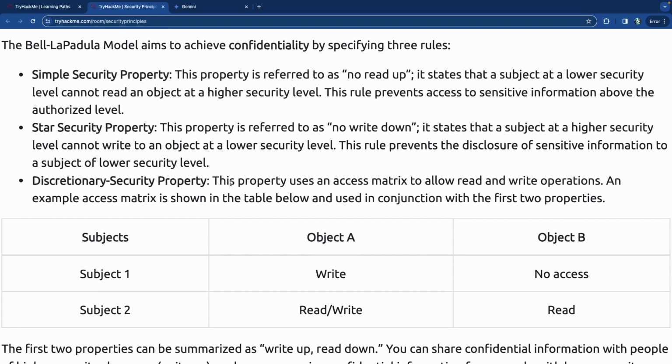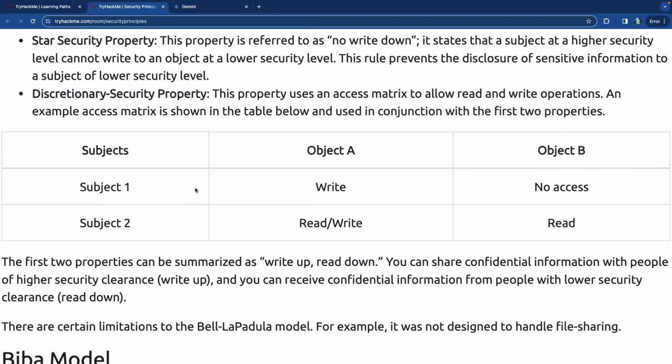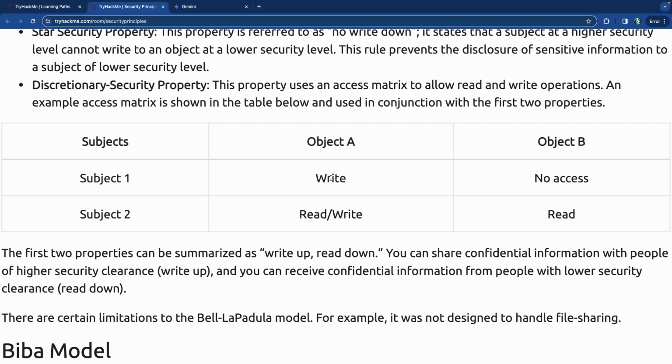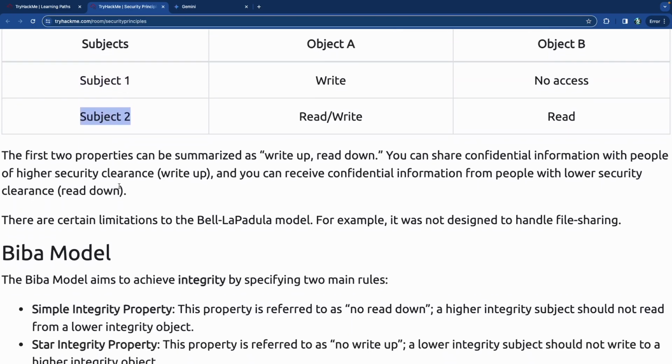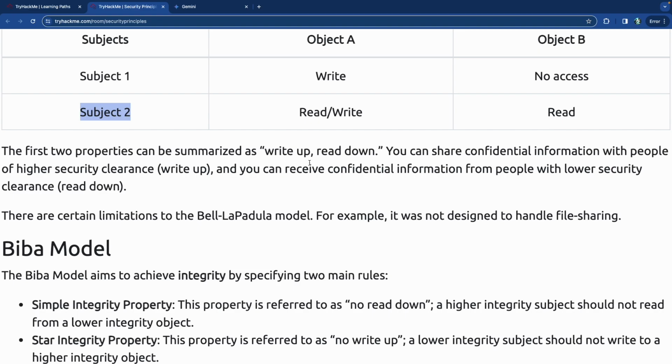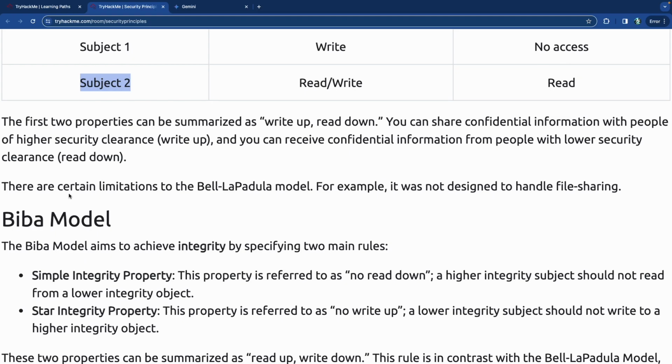And discretionary uses an access matrix to allow read and write operations. An example access matrix is the one that we see right here. Subject 1 can write but has no access to object B. So they can write to object A but have no access to object B. Subject 2 can read and write object A and can only read object B, right? So this sounds like this is kind of the higher level person and this is the lower level person. The first two properties can be summarized as write up, read down. You can share confidential information with people of higher security clearance, write up, and you can receive confidential information from people with lower security clearance, read down.